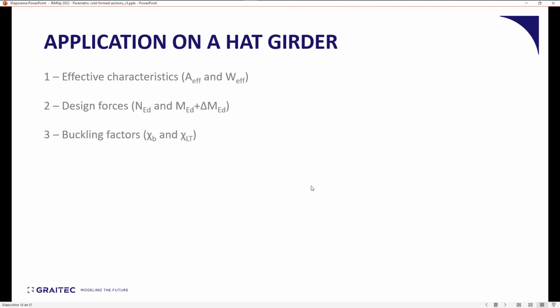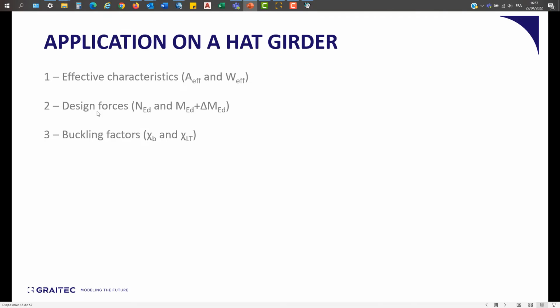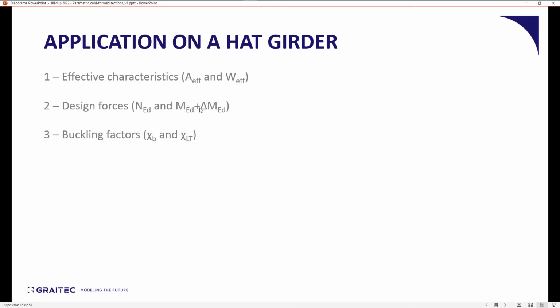So to do that, advanced design first of all will find out the effective characteristics. That means the effective cross-sectional area in pure compression and the effective modulus in pure bending. Then it will identify the design forces. That means the design axial force and the design moment with the potential additional moment coming from the shift of the centroid. And then it will compute the buckling factor. So buckling for the axial resistance, compression resistance, and the lateral torsional buckling coefficient affecting the bending resistance.